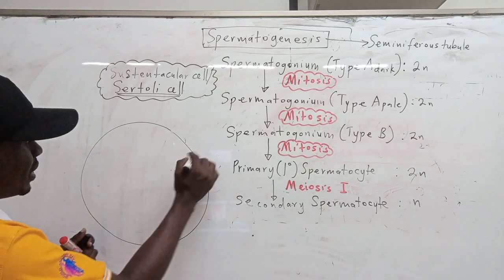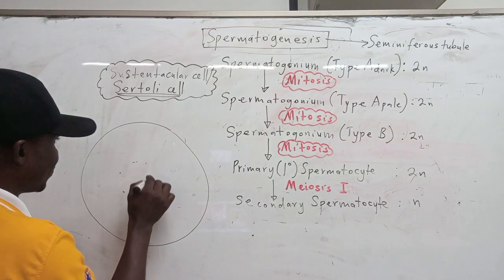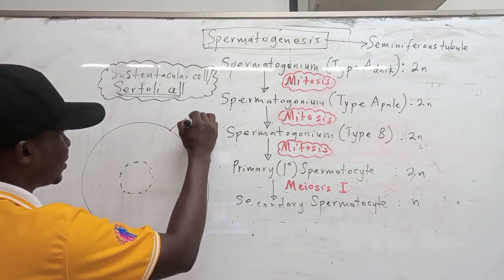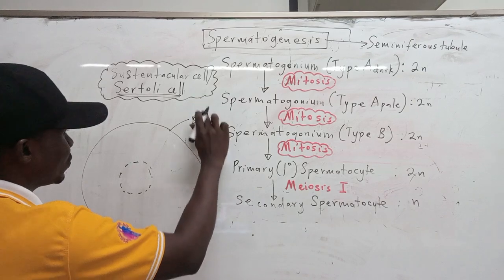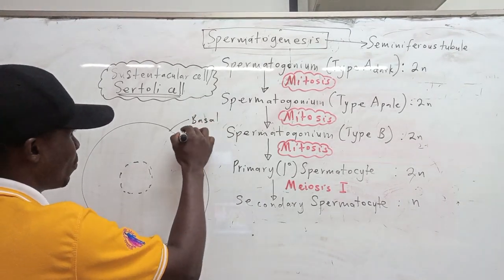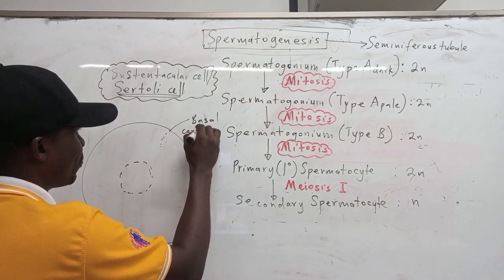So it's from the base. Now, that's the base of it. Now, as I come towards this region, okay, so there's the base. So because there's the base, we say basal compartment. So this area that is up to here is the basal compartment.